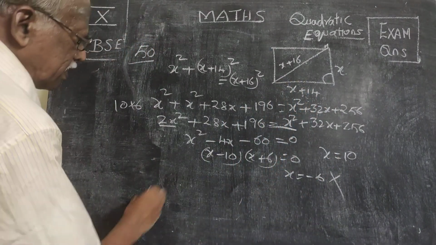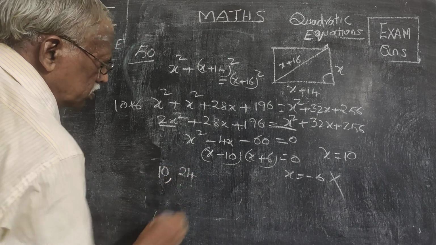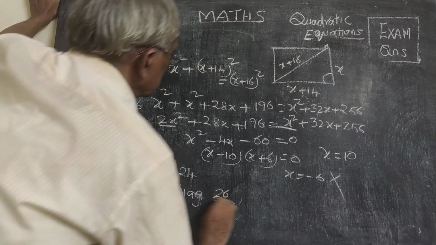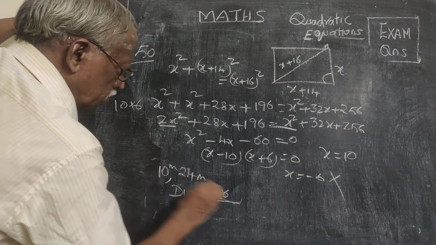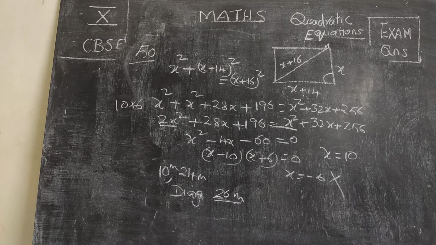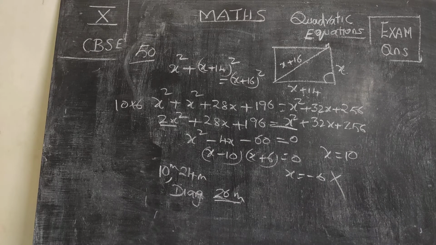Therefore the sides of the rectangle are 10, 10 plus 14, 24, and the diagonal is 10 plus 16, 26. The unit is given as meters. Therefore all these things are in meters, 10 meters, 24 meters, 26 meters. So that completes 50 sums. So by doing all these 50 sums, definitely you can answer any question asked in the board examination, which is certain. I have taken 2 more sums from NCERT. We will discuss now.